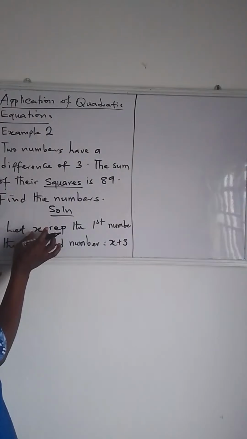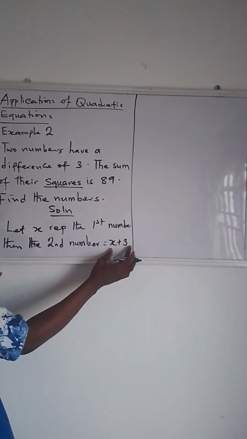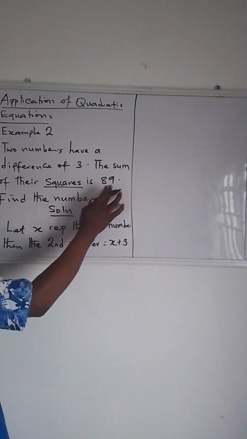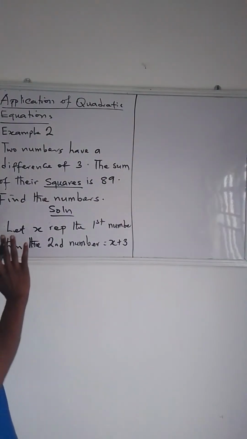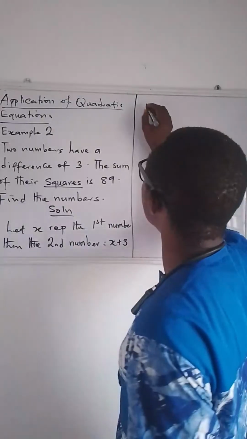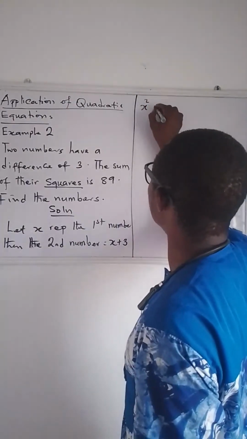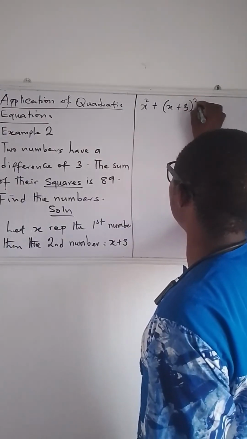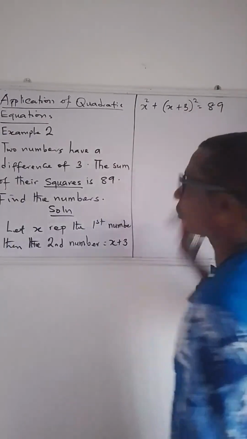That is the sum of their squares. I'm going to square this number and also square this number. When I add the squares together, I will have 89. Hope you understand that. So I have x squared plus (x + 3) squared equals 89. That's what the question is saying.